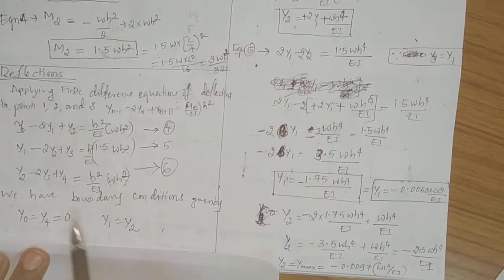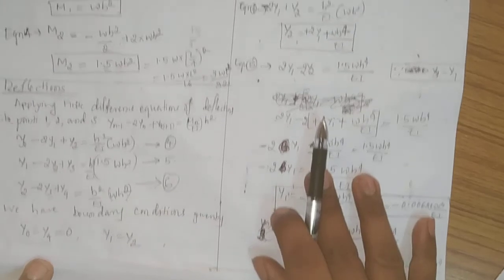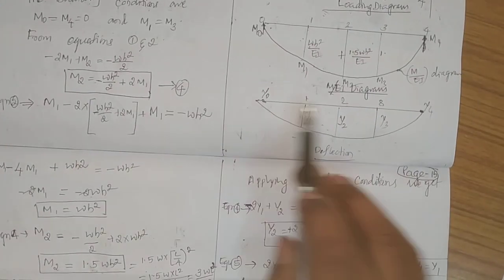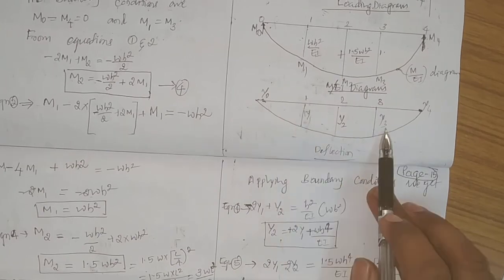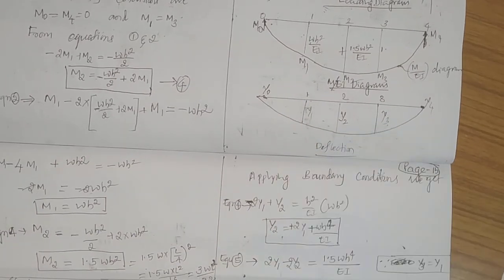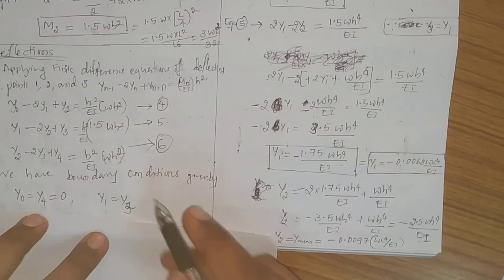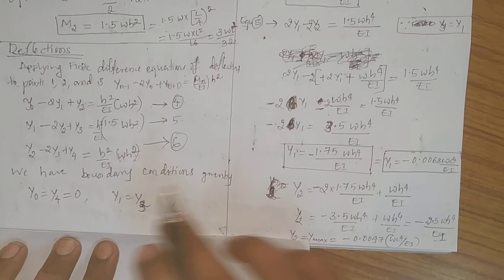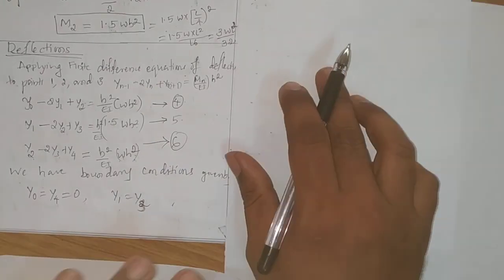Now applying the boundary conditions, we know that y0 and y4 are 0, and y1 is equal to y3. Y1 is equal to y3, right? So y1 is equal to y3. These are the conditions we know. Now let us apply these boundary conditions here.